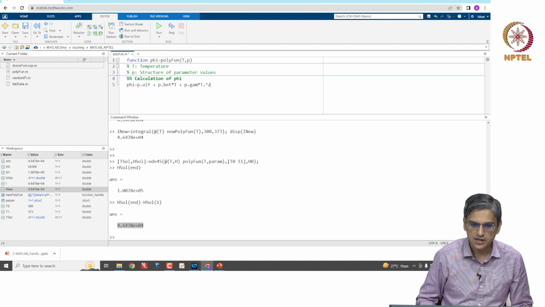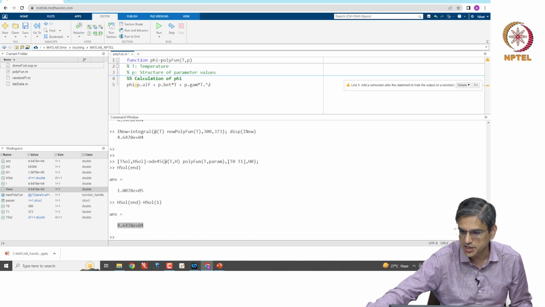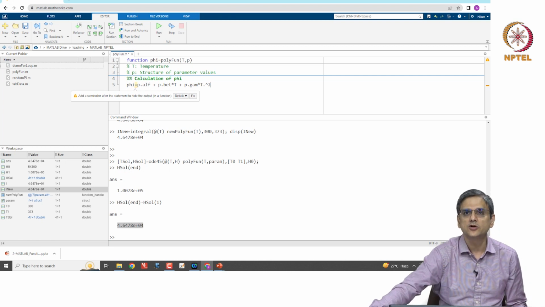Now, let us say I had written it like this. Okay? Now, I get an orange check mark over here with underlining over here. Okay? Now, what does this say? It says add a semicolon after the statement to hide the output. Okay? Why is it important to hide the output?